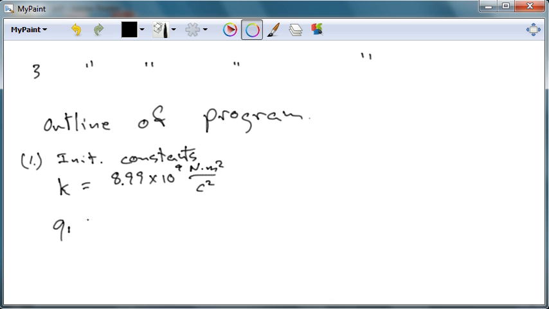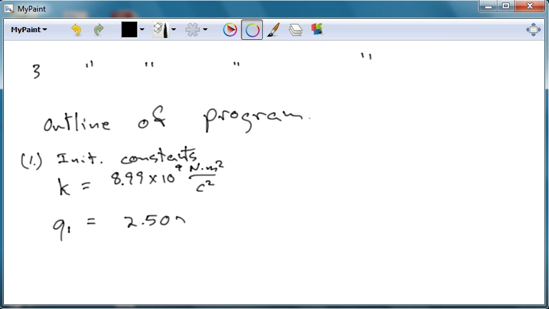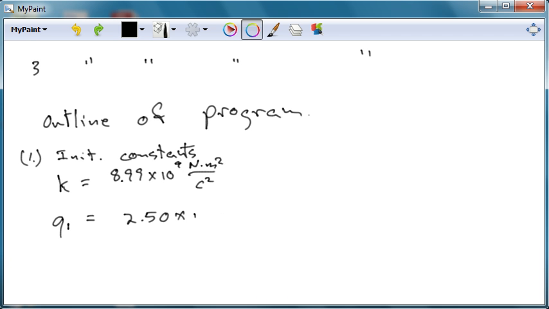Q1 has to be initialized to 2.50 times 10 to the minus 6 coulombs. What else do we have?